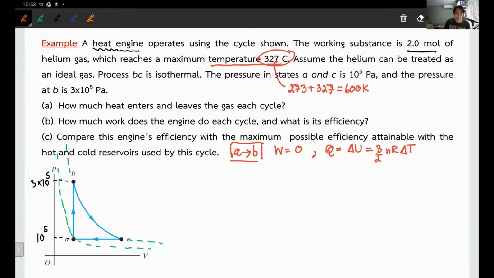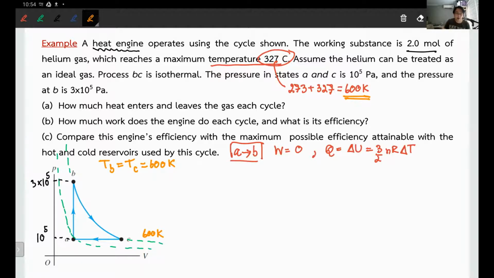And because they already give you the information that the highest temperature this engine works at is 600 K, which line will be 600 K? Of course, you will say that it's the upper isotherm here that is going to be 600 K. So that means now you already know the temperature at point B and the temperature at point C must be 600 K. Very good.